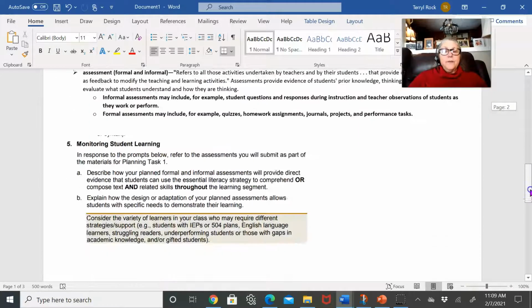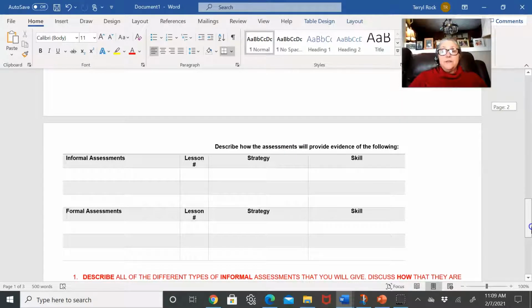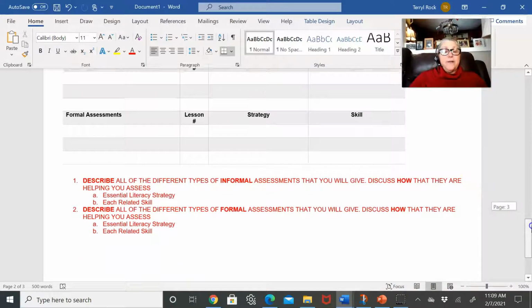Now, there's some ways to organize your information before you get started. You can list all of your informal assessments that you have throughout your learning segment. Put the lesson numbers, and that way you can self-check to make sure that they are throughout. Put the strategy that they are supporting or the skill. Same with your formal assessments. So this is a good way to self-check, and I would recommend doing that.